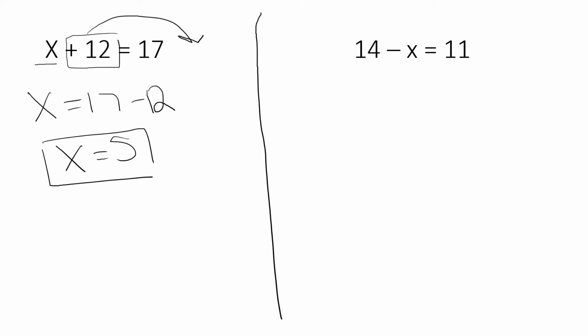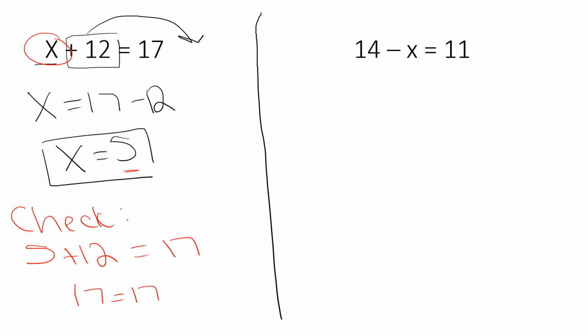Now listen, if you wanted to check this to see if it was right, let me do this in red. All I would have to do is plug this 5 back in up here and see if I end up with an actual true statement. Is 5 plus 12 is 17? 17 equals 17 is true. If I did not end up with two numbers that were equal to themselves, then my answer would have been wrong. So there's a way to check that.